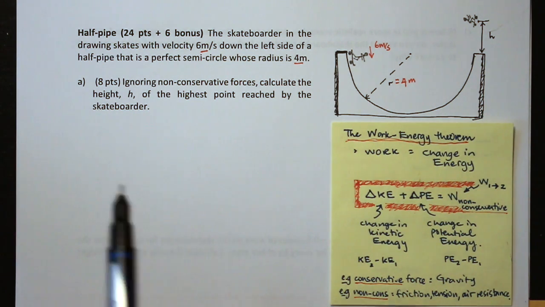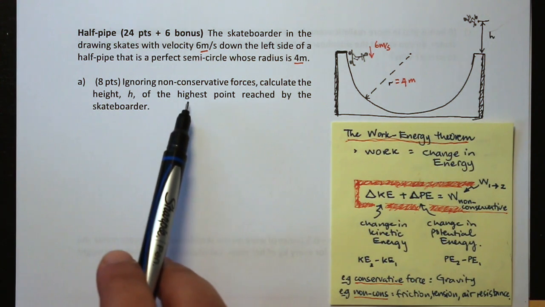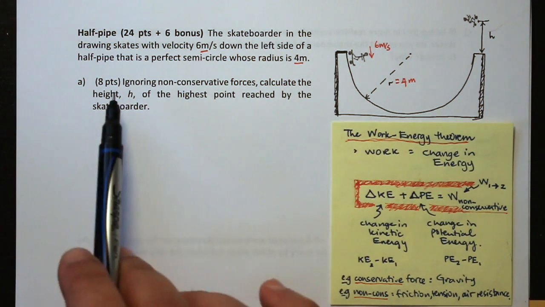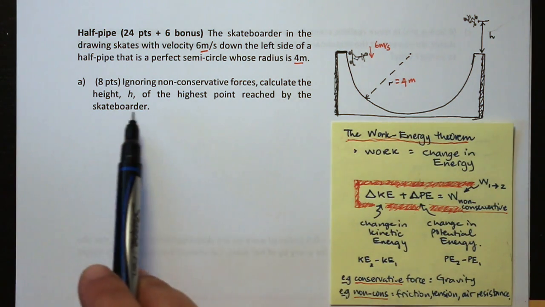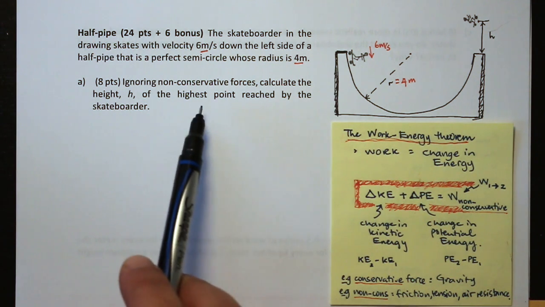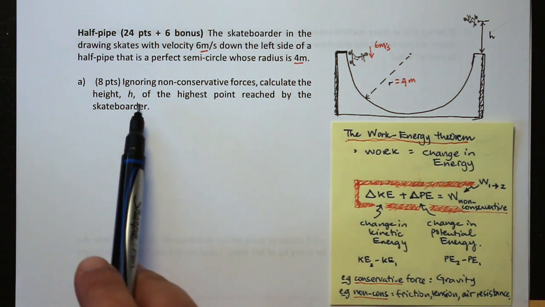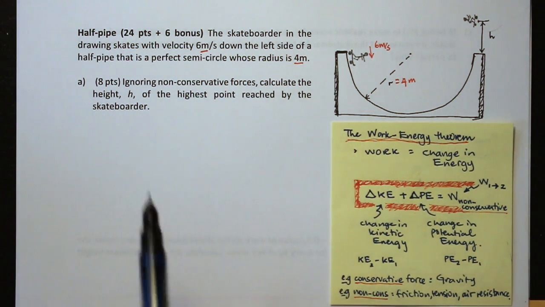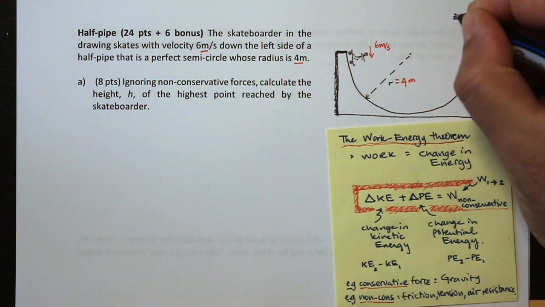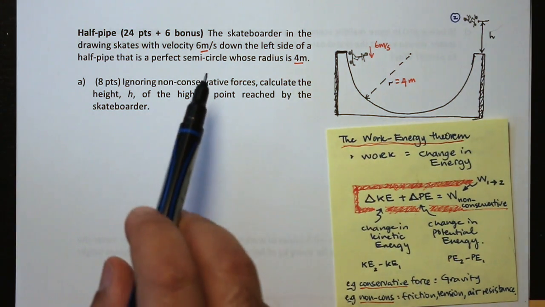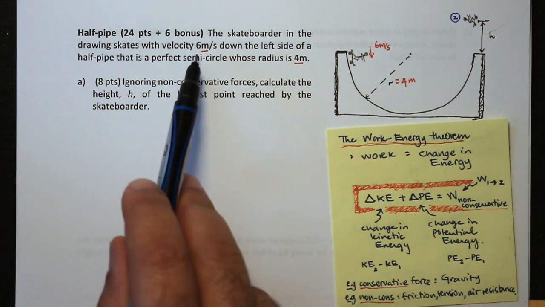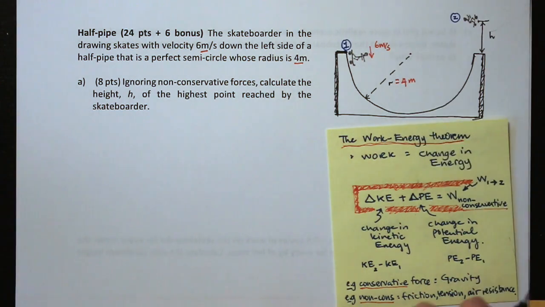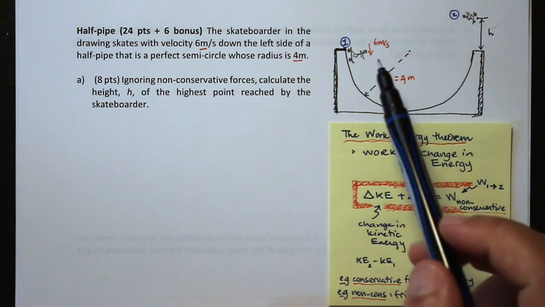So for the first part, part A, it's asking about the highest point reached by the skateboarder. So this is some position, which I could call position 2 or position 1, it's up to me. But let's call it position 2, for example. It's the position at which the skateboarder reaches the highest point. So I'm going to call that position 2. And I'm going to call the position that I know something about position 1. So right here is position 1. And then I can apply this equation between the two positions.